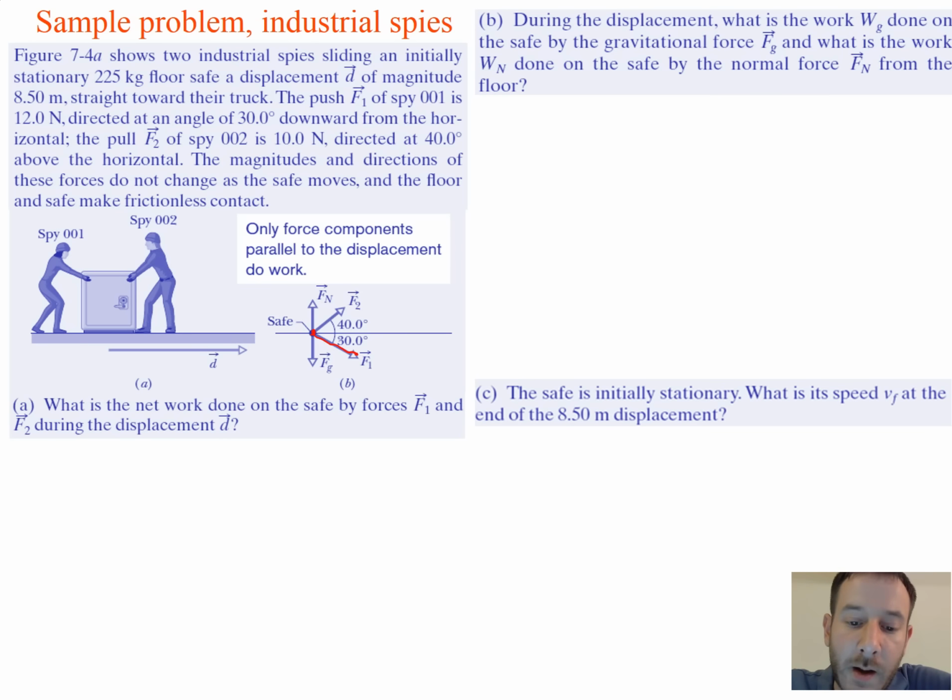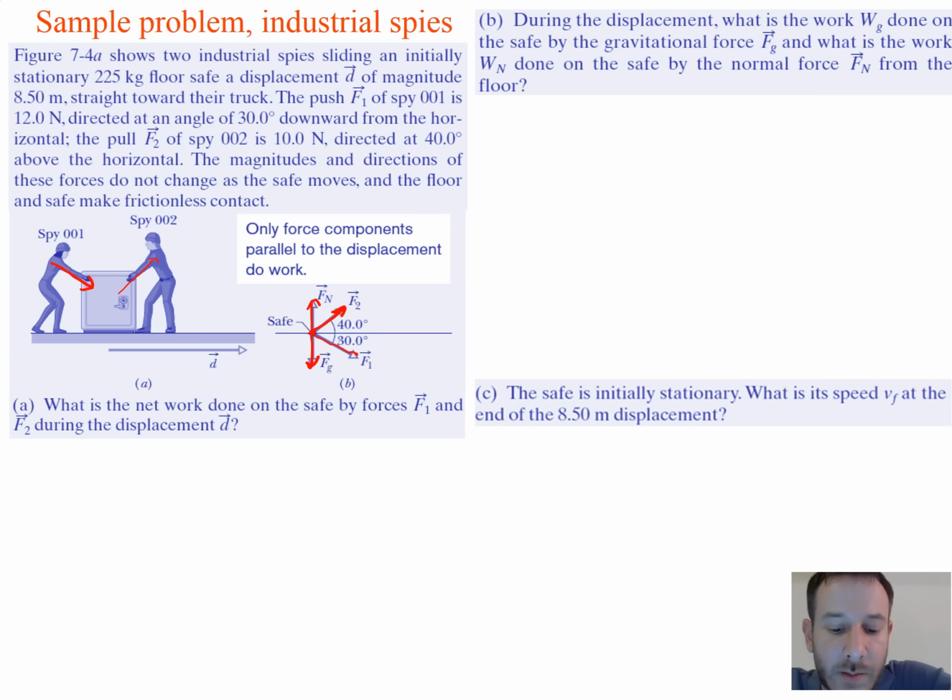Then the pull F2 of spy 002 is 10 newtons. So she's pushing down and to the right, and he's pulling up and to the right, like this, at an angle of 40 degrees. The magnitudes and directions of these forces do not change as the safe moves, and the safe makes frictionless contact with the floor, so we don't have to worry about friction going in the opposite direction. The other things in the free body diagram are the force of gravity pulling down and our normal force pulling up.